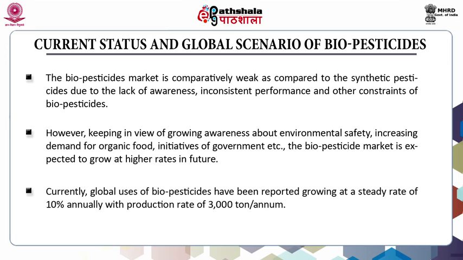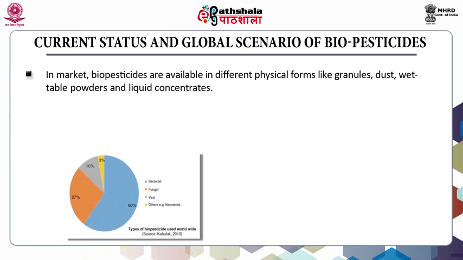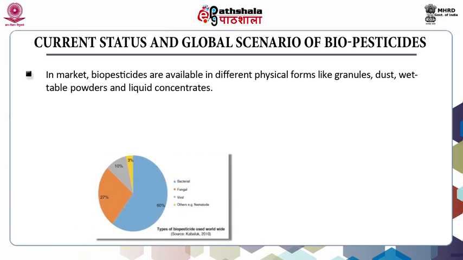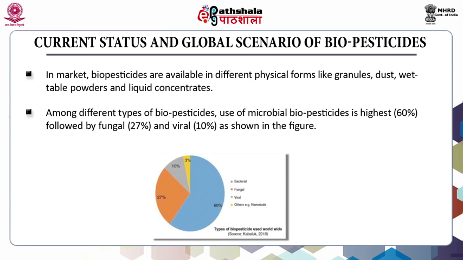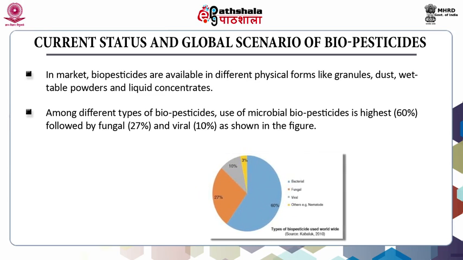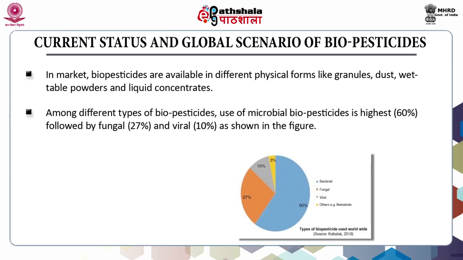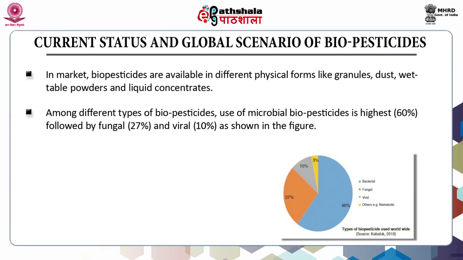Currently, the global use of biopesticides has been reported to grow at a rate of 10% annually with a production rate of 3,000 tons per annum. In the market, biopesticides are available in different physical forms like granules, dust, wettable powders and liquid concentrates. Among different types of biopesticides, the use of microbial biopesticides is highest, that is 60%, followed by fungal, that is 27%, and viral, that is 10%.